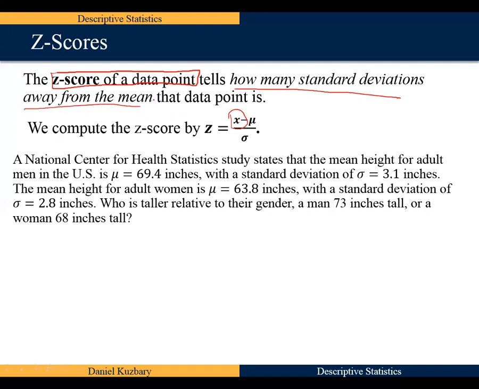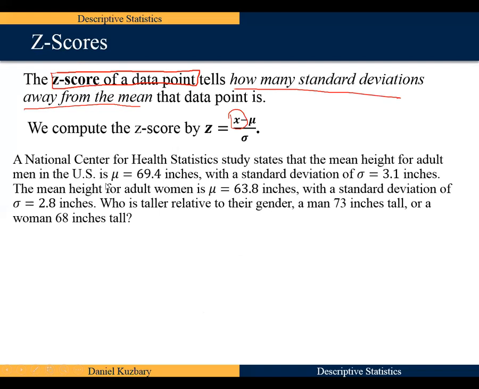This definition is important to remember and understand, because you're going to see questions like, how many standard deviations is this number from the mean? What it's asking is, what's the z-score of this number? It's not saying, what's the z-score? It's saying how many standard deviations. So we need to start associating this number of standard deviations from the mean with this new term, z-score.